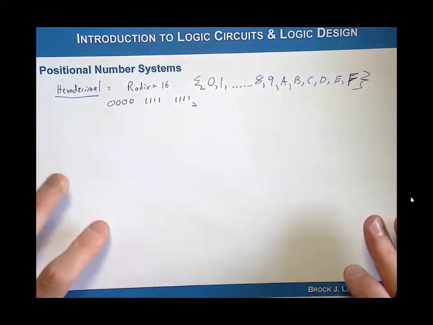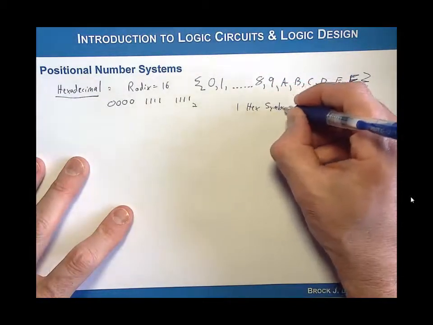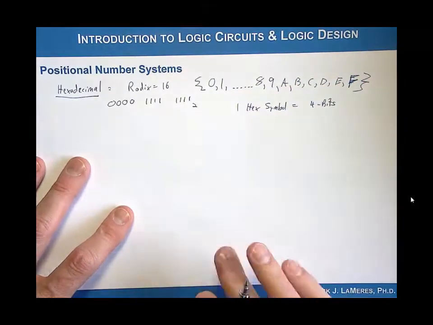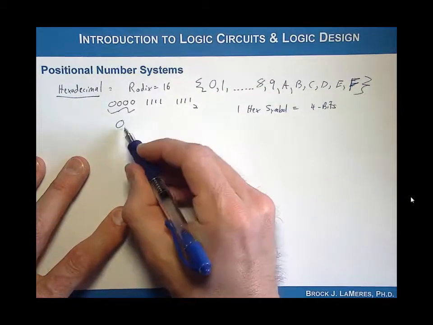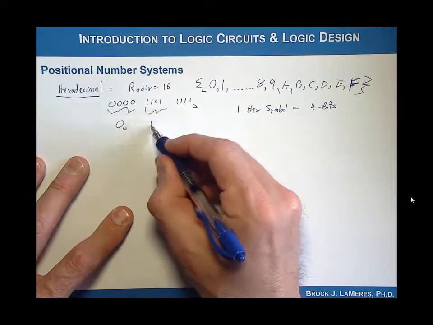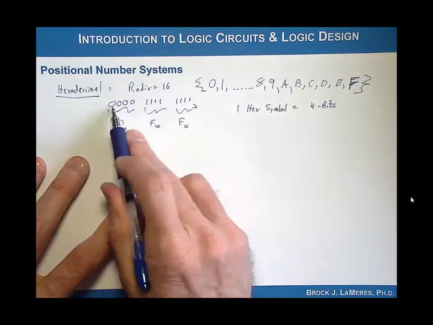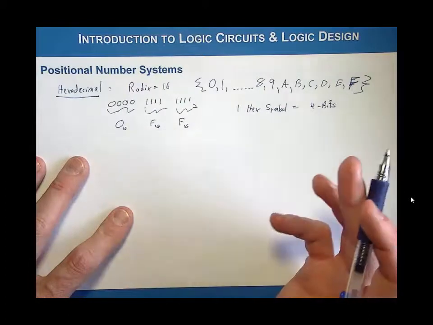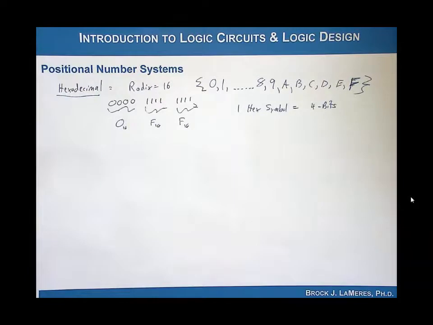The reason this is important is because one hex symbol represents 4 bits, or a nibble. So what you can do is start representing this where you say, okay, this would be 0 base 16, this would be equal to F base 16, this would be equal to F base 16. And so instead of saying 0000, 1111, 1111, you could say 0FF hex, and that would be a shorthand way of communicating. So we want to get familiar with converting back and forth between binary and hex, hex and decimal, decimal to hex, etc.